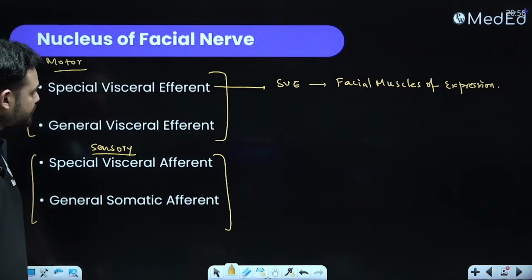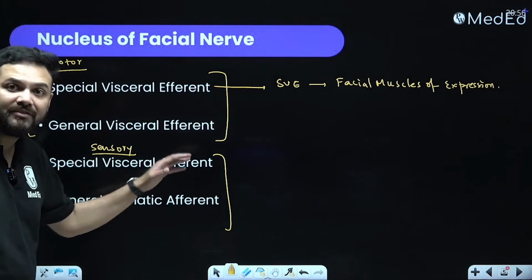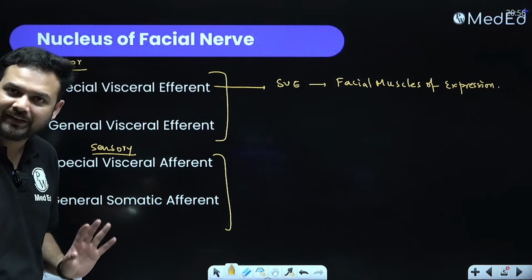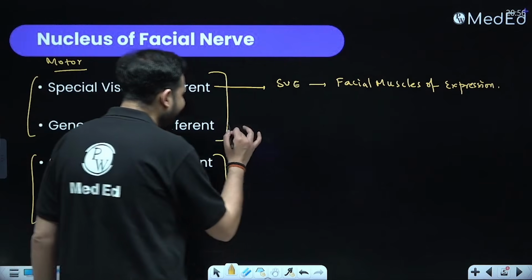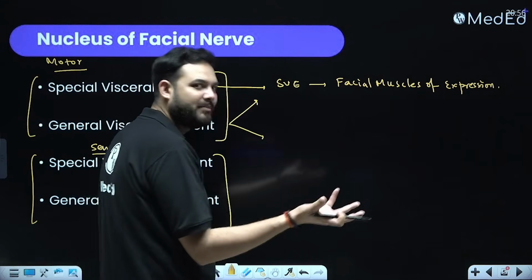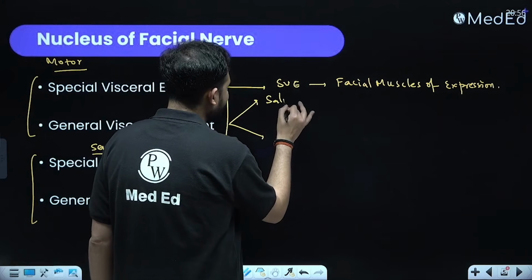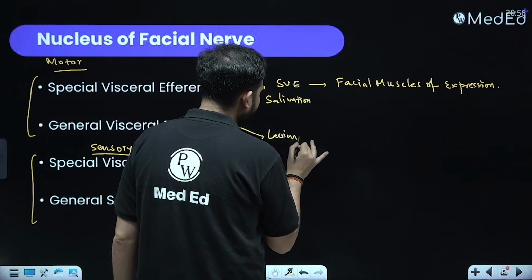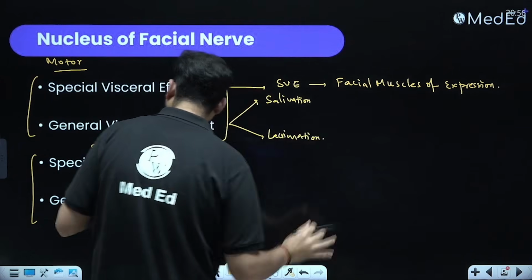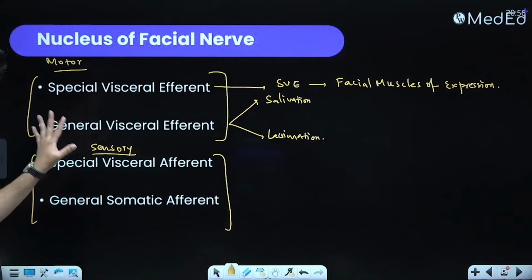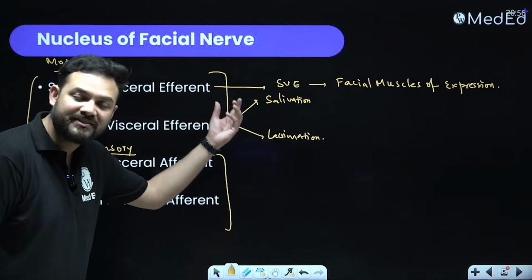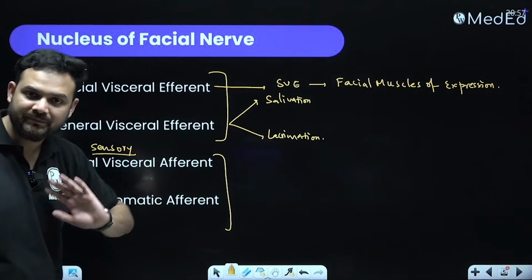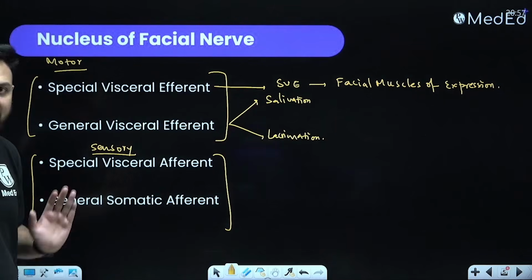Okay, fine. What is the supply of general visceral efferent? Generally, what do we do? Generally either we eat or we cry, right? So I understand that GVE means general. What do we do generally? Either we do salivation or we do lacrimation. So what is the supply given by general visceral efferent? General visceral efferent supplies salivatory fibers for salivation, and lacrimatory fibers for lacrimation. Those are the two functions of GVE.